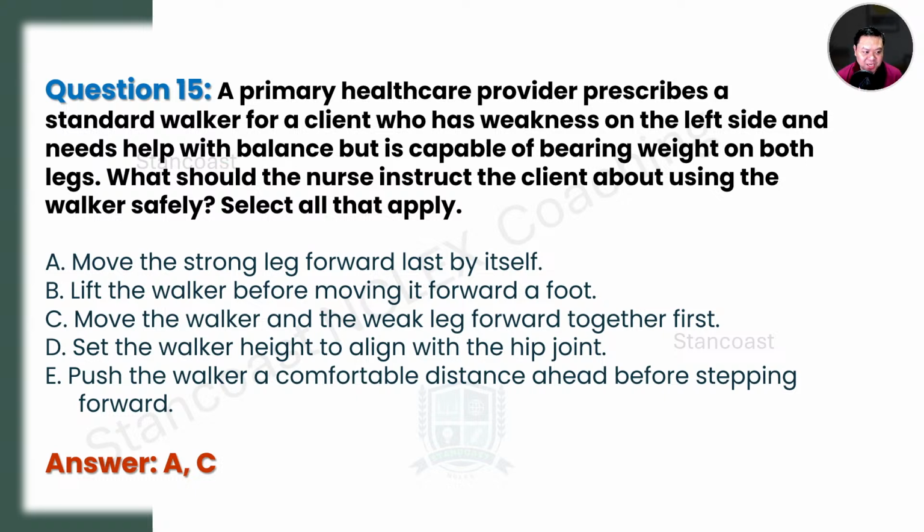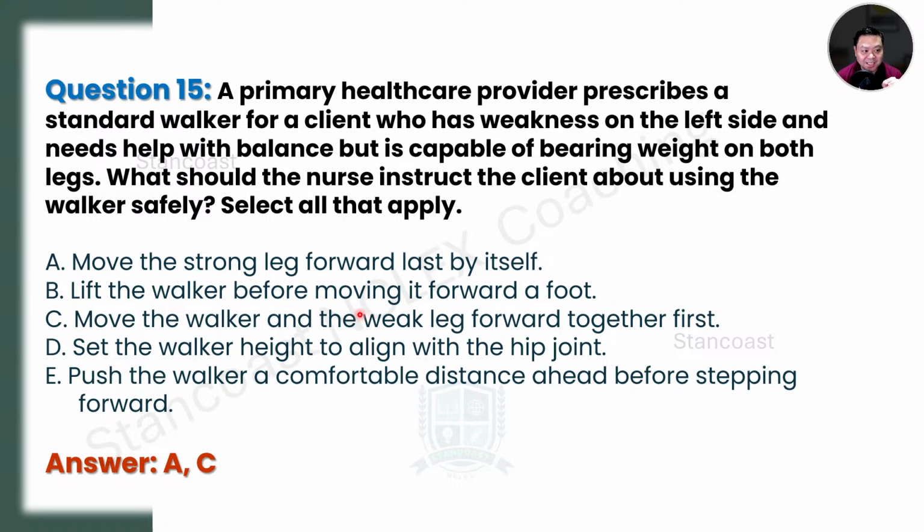Now, why not letter B? Lift the walker before moving it forward a foot. Remember that the appropriate distance to advance the walker is about 6 inches, not 12. So if you're allowing the patient to advance the walker farther, this can lead to the loss of balance, because this will require the patient to reach beyond their stable center of gravity. So this is way too much of a distance between the body and the walker. 12 inches. It should be only 6 inches forward.